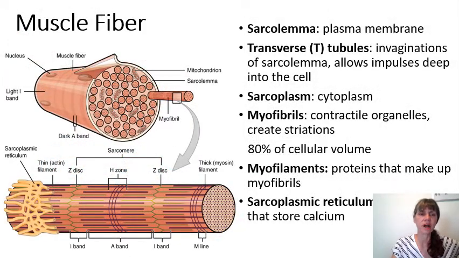Here we have a picture of a muscle fiber. Sometimes muscle fibers are referred to as myofibers because the term myo means muscle. You can also see the sarcolemma, which is the special term for the plasma membrane around the muscle fiber or myofiber.